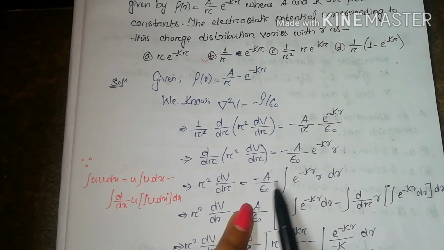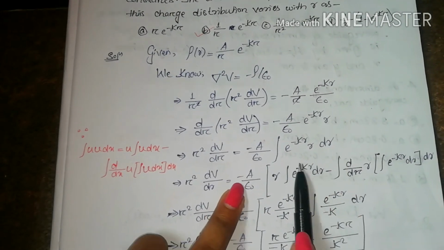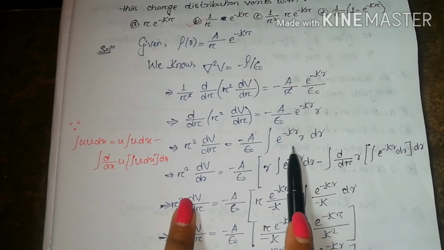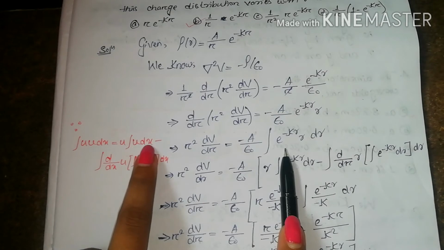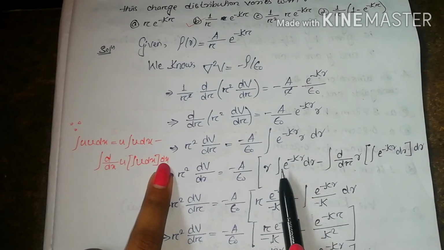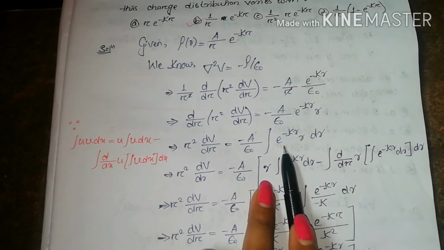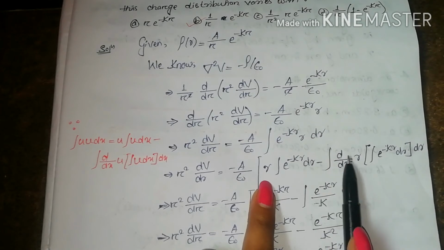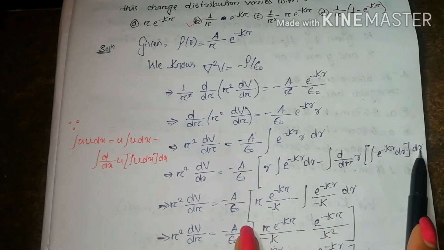r square dV dr is equal to minus a by epsilon naught, a constant, times the integration of e to the power minus kr r dr. The left-hand side will have no change, so we will solve this integration. Integration by parts will give us the formula: integration of u v dx is equal to u integration of v dx minus integration of d dx of u times integration of v dx. Here we take the algebraic term r as u and the exponential term as v. So we will have r times integration of e to the power minus kr dr, minus integration of d dr of r times integration of e to the power minus kr dr, and the whole integration is again dr.